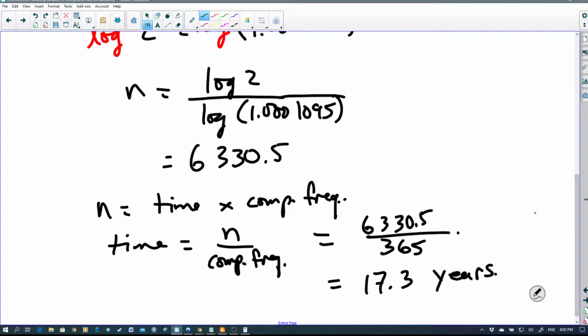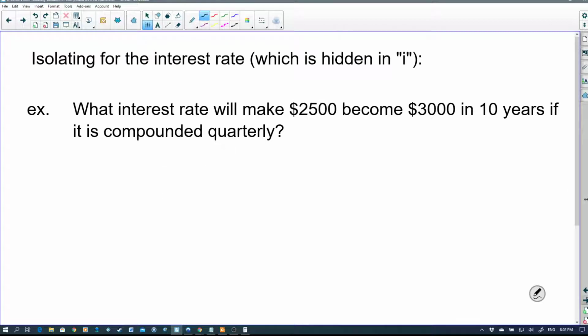And remember that these are simple compound interest scenarios, meaning we're just putting money in the bank, walking away. So this could be a GIC or a savings bond, some sort of investment that is a one-time drop-in amount of money, walk away, come back and see what's there afterwards. All right, one more type of scenario. The only variable we haven't isolated yet is i. So we're looking for the interest rate, but the interest rate is hiding inside of i. So we have to isolate i to find the interest rate.